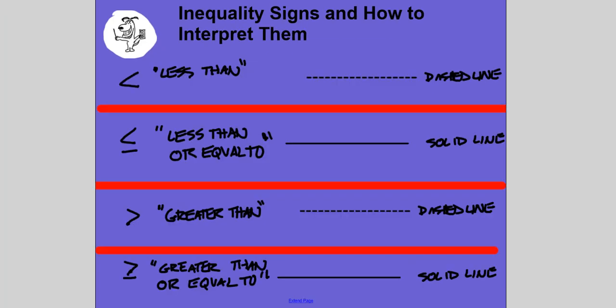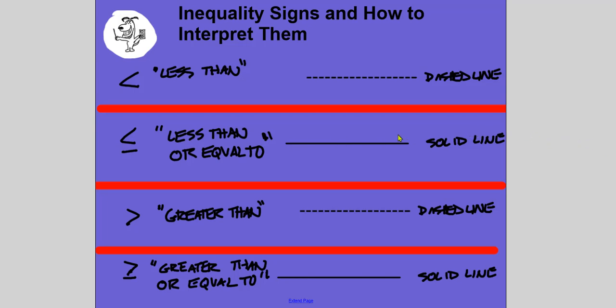So, first of all, inequality signs and how to interpret them. The sign that's pointing to the left here means less than, so the number on the left is less than the number on the right. In this situation with linear inequalities, it'll be represented with a dashed line. The next inequality sign is less than or equal to. It is represented by a solid line.